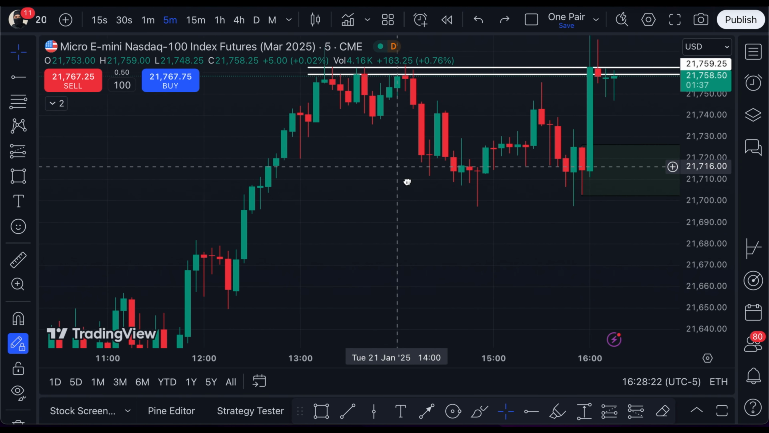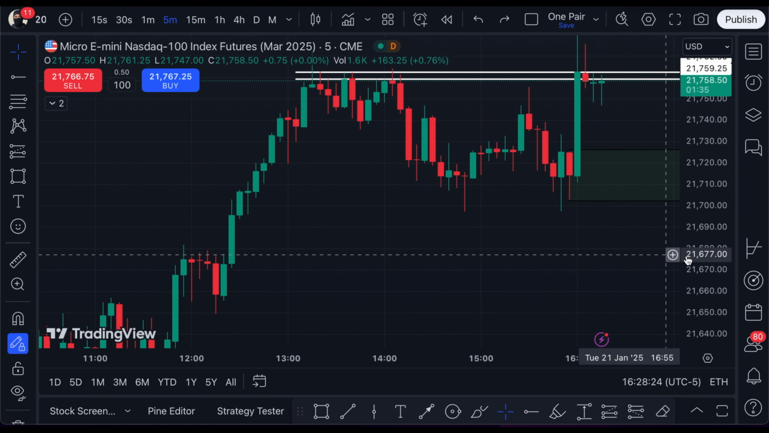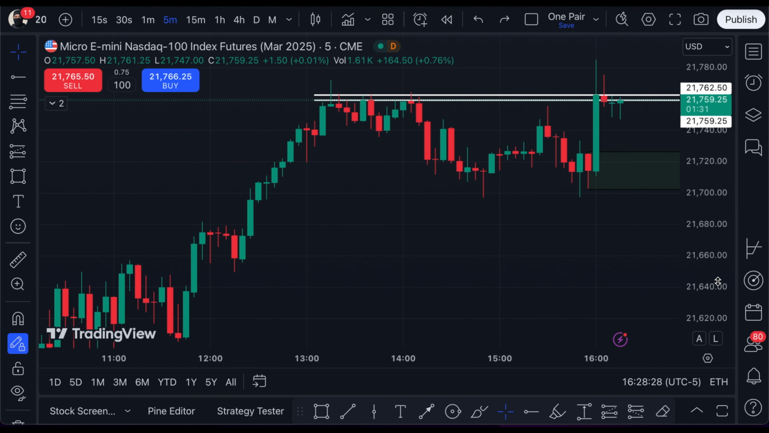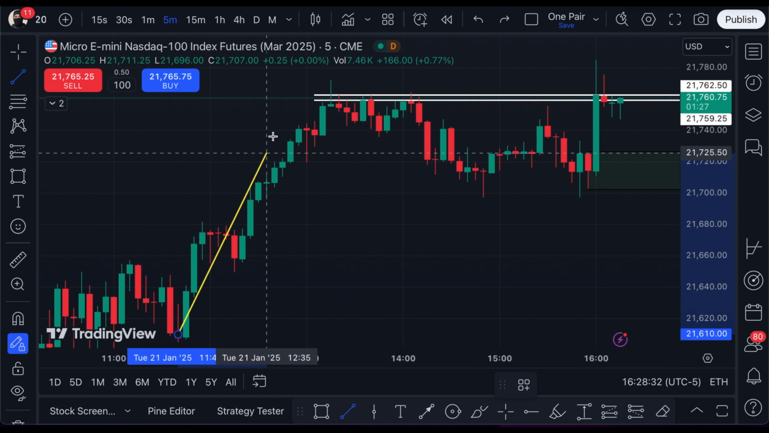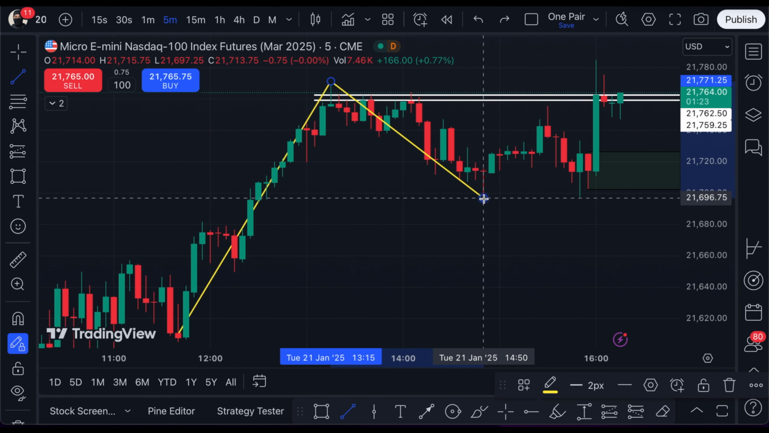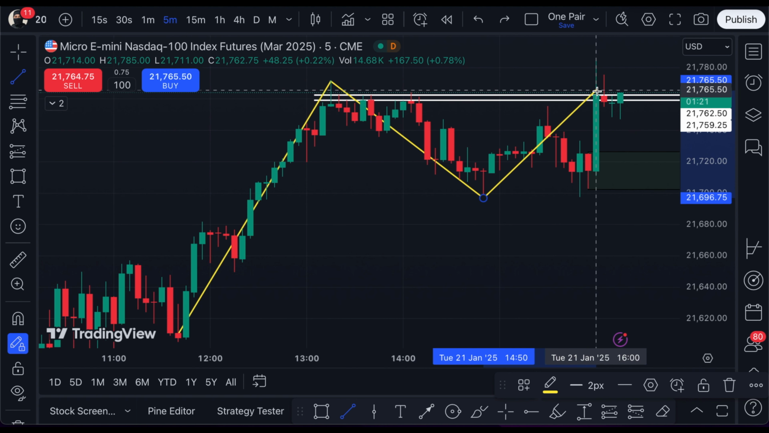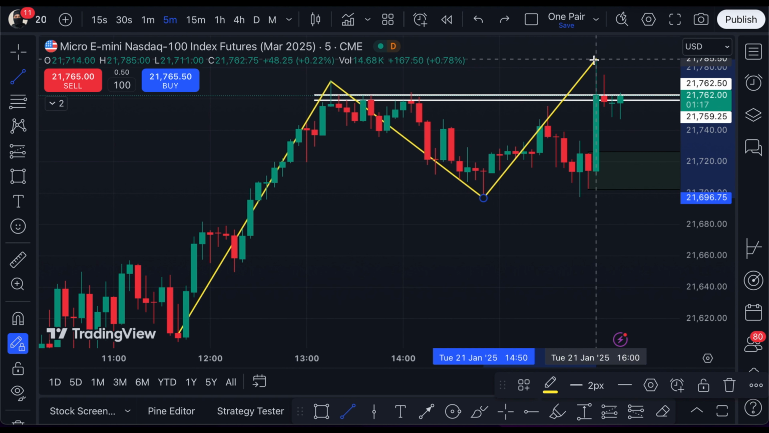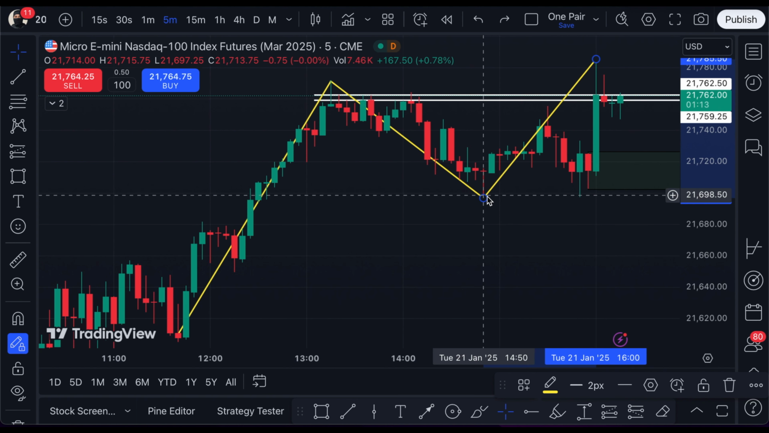Now, when looking at this setup structure, this is just market structure. In an uptrend, higher highs, higher lows. And we draw that right here. We got the higher high, higher low. Now, technically, there was a break of structure because we have a higher high here. But it's losing gas. It's losing momentum.